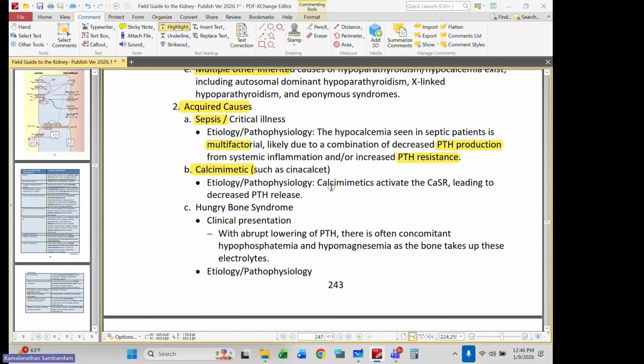Calcimimetics is going to be similar to that autosomal dominant hypocalcemia, right? This is basically mimicking an activation of the calcium sensing receptor, and so PTH release will be decreased. I guess I've reinforced a couple of times, I'll reinforce it again. One of the downsides of using calcimimetics in your CKD clinic is PTH can go up, right? When you start cinacalcet in a patient with CKD4, right?